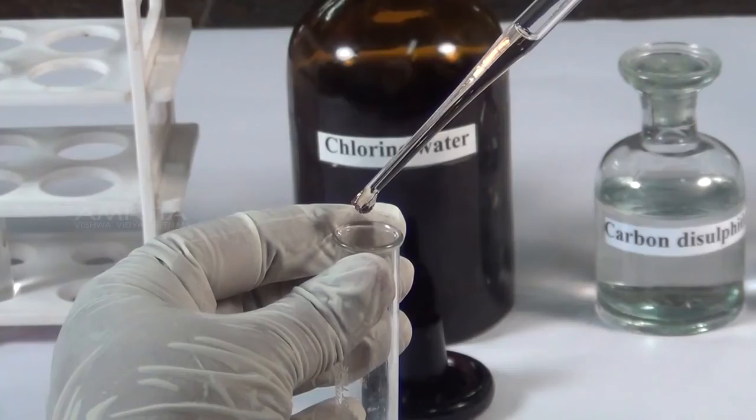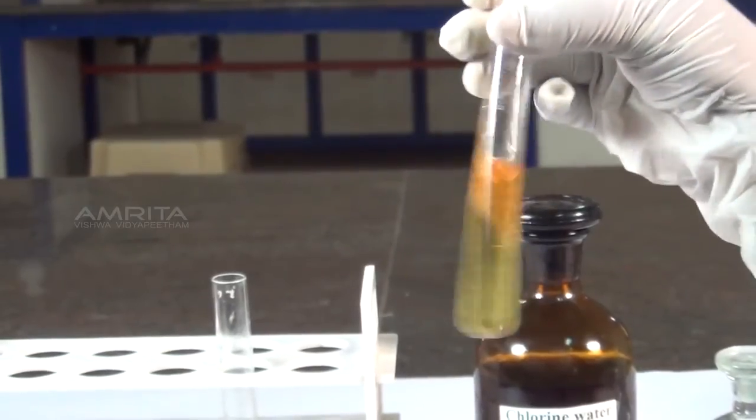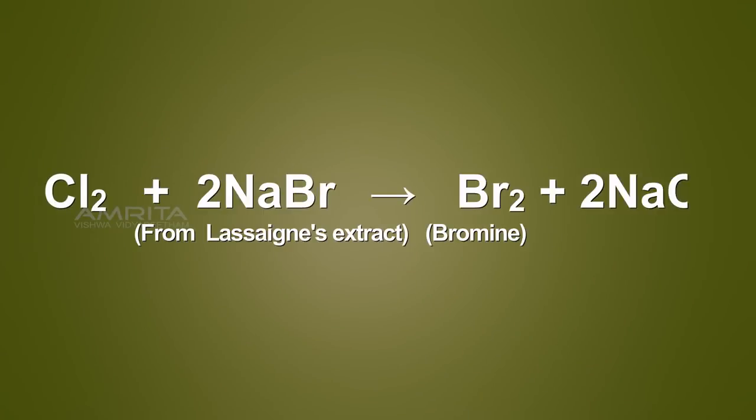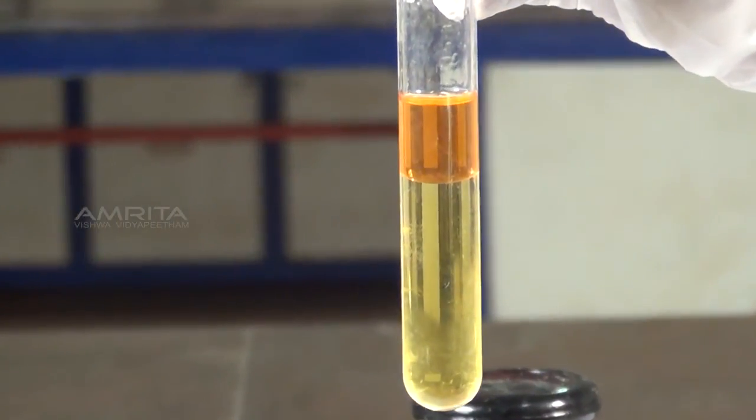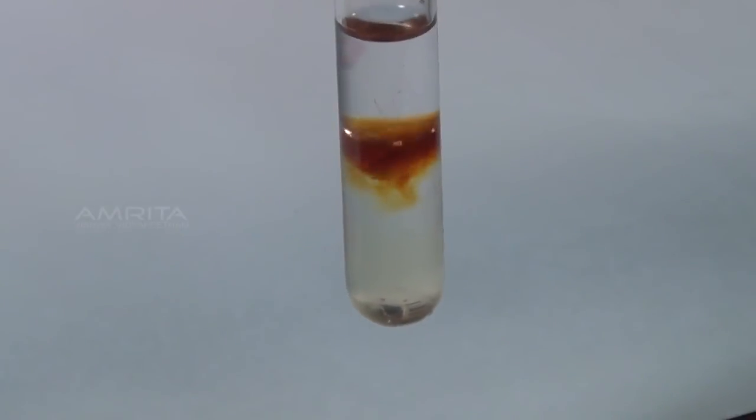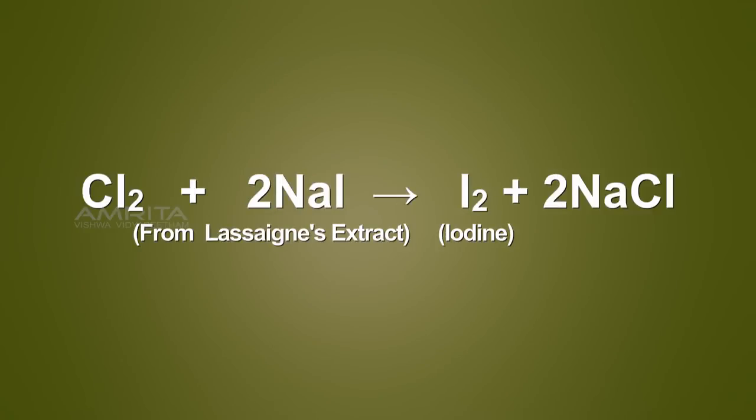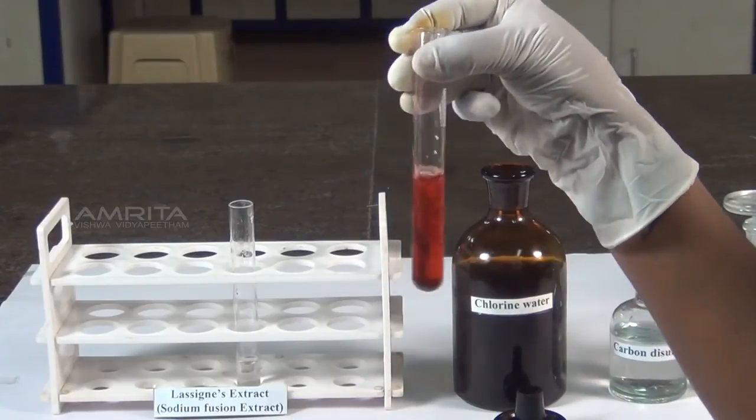Now, add freshly prepared chlorine water using another dropper and shake the test tube vigorously. If the organic compound contains bromine, the sodium bromide formed during fusion is oxidized to bromine, which is dissolved in carbon disulfide and imparts an orange color to the carbon disulfide layer. If the organic compound contains iodine, the sodium iodide formed during fusion is oxidized to iodine, which is dissolved in carbon disulfide and imparts a violet color to the carbon disulfide layer.